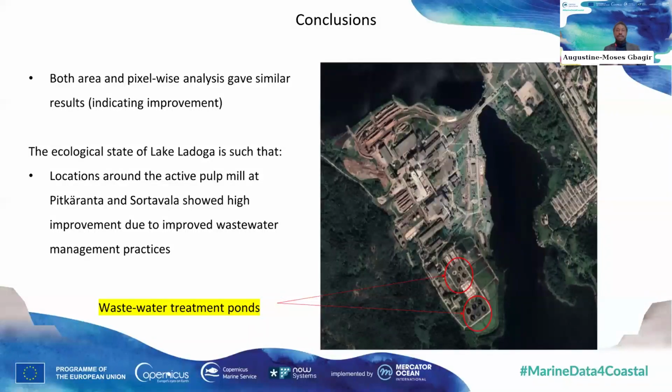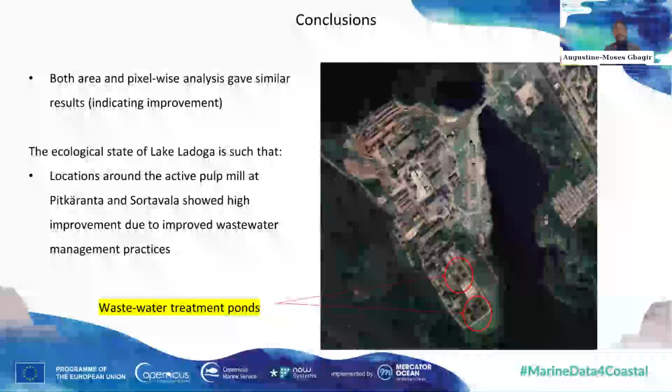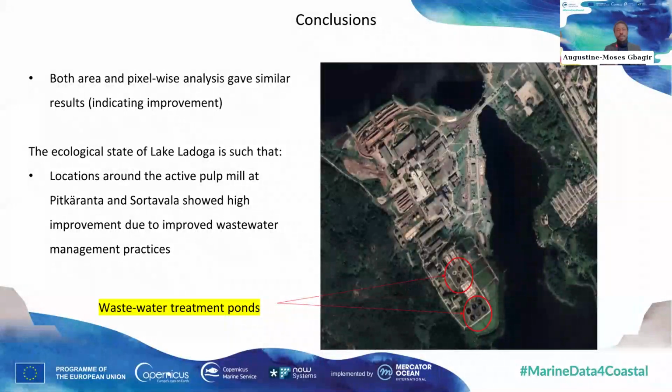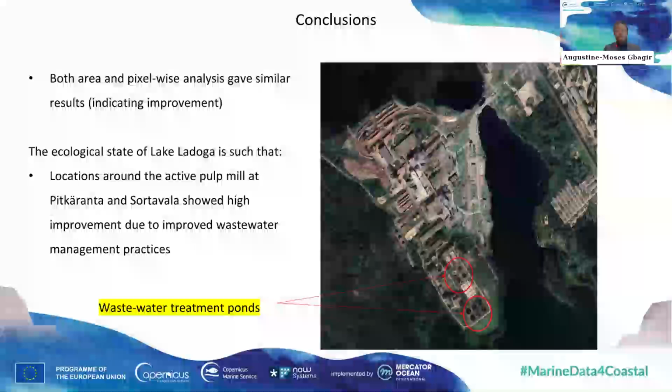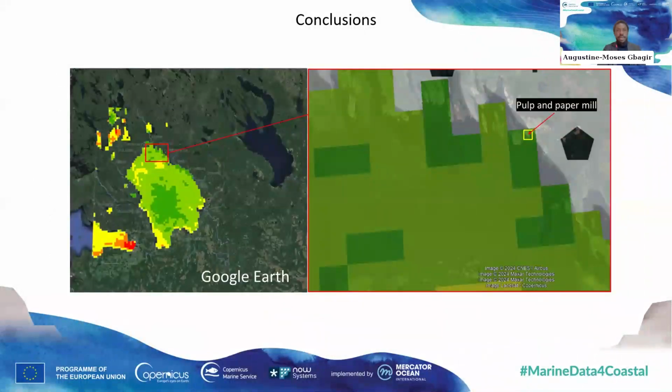show improvement, which we saw in the previous picture, the green pixels, which we could attribute to the better waste management, which you can see from the slide here, like those ponds circled in red. And then just to follow up on this, you can see from this next picture here that the pulp and paper mill is located where I have a yellow box.